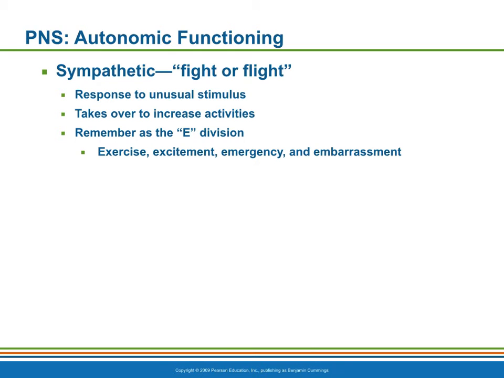Now the sympathetic division is often referred to as the fight or flight system. Its activity is evident when we are excited or find ourselves in emergency or threatening situations, such as being frightened. A pounding heart, rapid heartbeat, rapid deep breathing, cold sweaty skin, a prickly scalp, and dilated eye pupils are sure signs of sympathetic nervous system activity. An easy way to remember this division is the E division: exercise, excitement, emergency, and embarrassment.